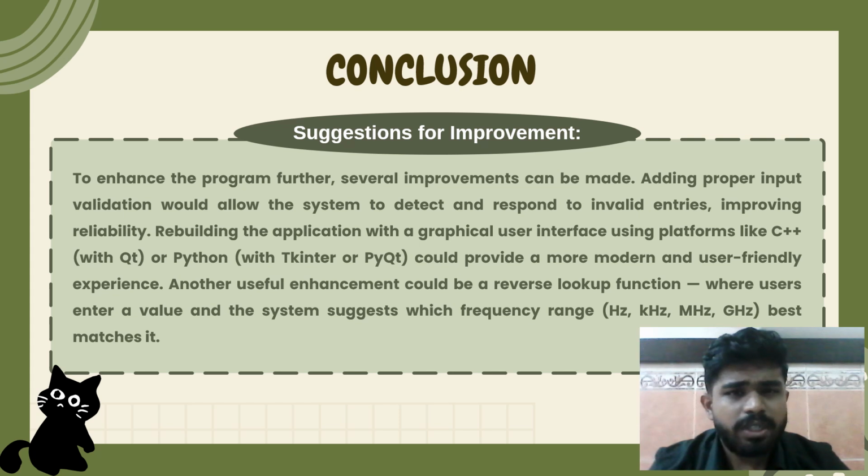Lastly, we suggest adding a reverse lookup function. This means users could enter a frequency value and the system would suggest the most suitable unit like hertz, kilohertz, megahertz or gigahertz based on the value. These improvements can make the program more robust, user-friendly and suitable for a wider range of users.